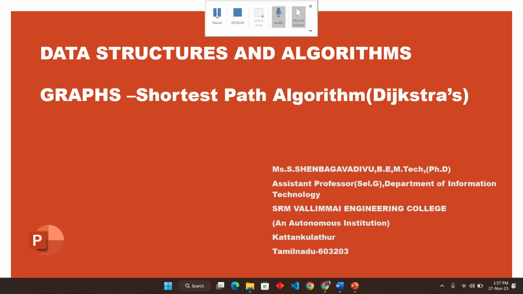Dear students, welcome you all to today's session on graph and shortest path algorithm, mainly the Dijkstra shortest path algorithm. In this session, we're going to discuss what a graph is and the terminologies associated with it, like what an edge is, what vertices are, and how the Dijkstra algorithm finds the shortest path from one node to another.